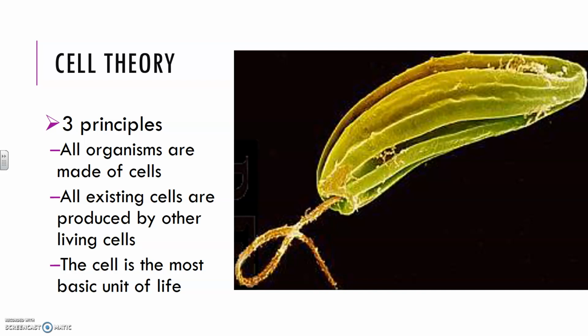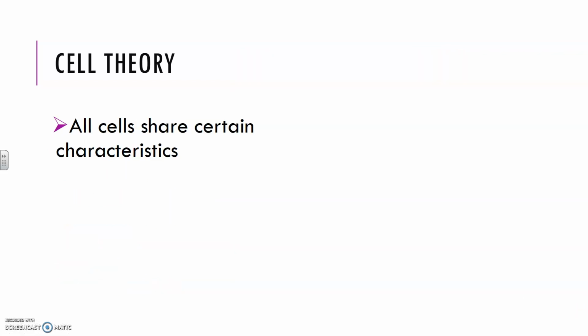I know this looks like a pepper. That is actually a cell. And this little thing here that comes off the end is actually how it moves. It spins around in circles, and so it acts like a propeller. So cells are very varied. But all cells share certain characteristics.